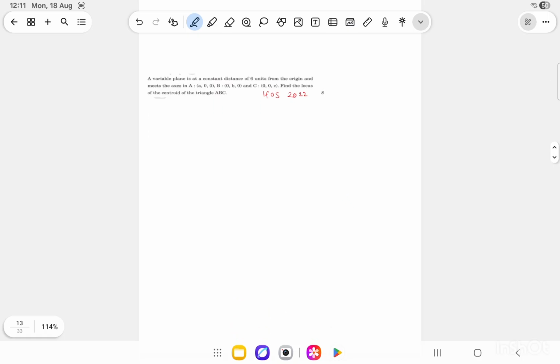The next question is: a variable plane is at a constant distance of 6 units from the origin and meets the axes in A, B and C. Find the locus of the centroid of triangle ABC. This question is quite similar to the one we have discussed previously. So let us assume a variable plane. Let x by capital A plus y by capital B plus z upon capital C equals 1 be the variable plane.